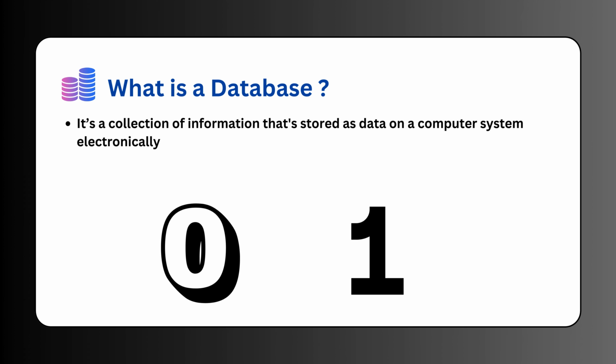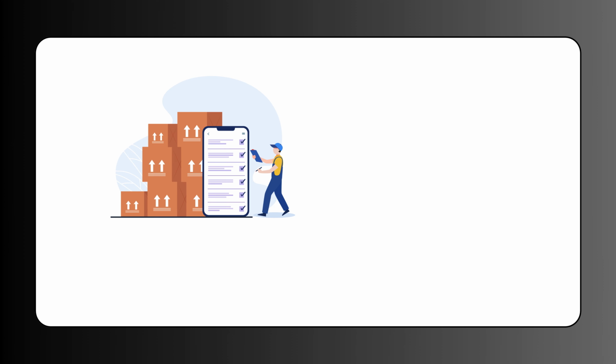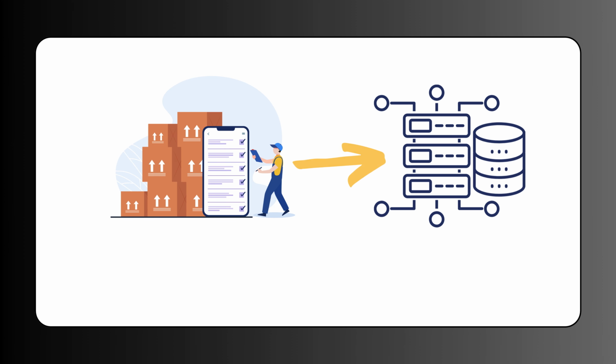When I say electronically, data is stored in the form of zeros and ones. Don't worry if you don't understand anything about storing the data in zeros and ones. That's way out of this topic. Just remember that we store the data in a database. For example, the inventory of an e-commerce platform like Amazon stores all the items available and the items that are out of stock in a database.